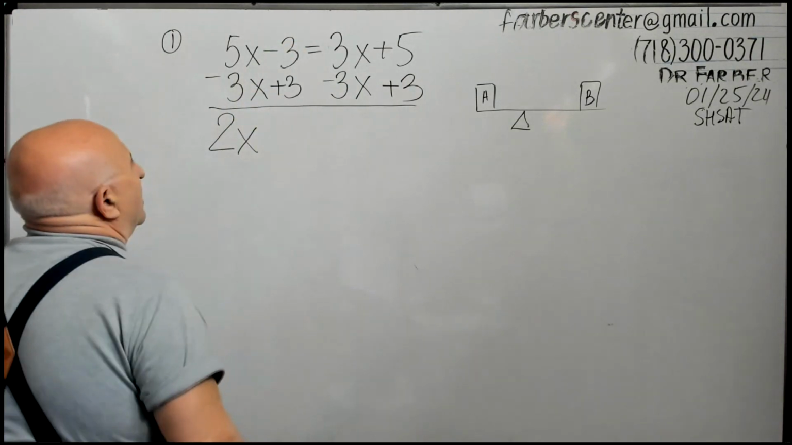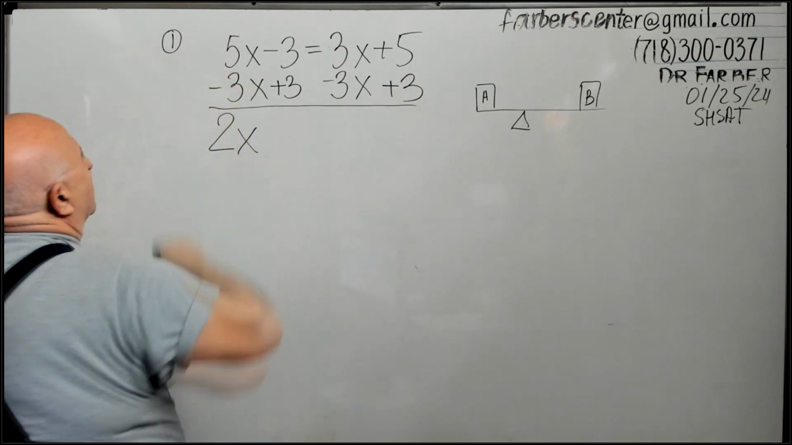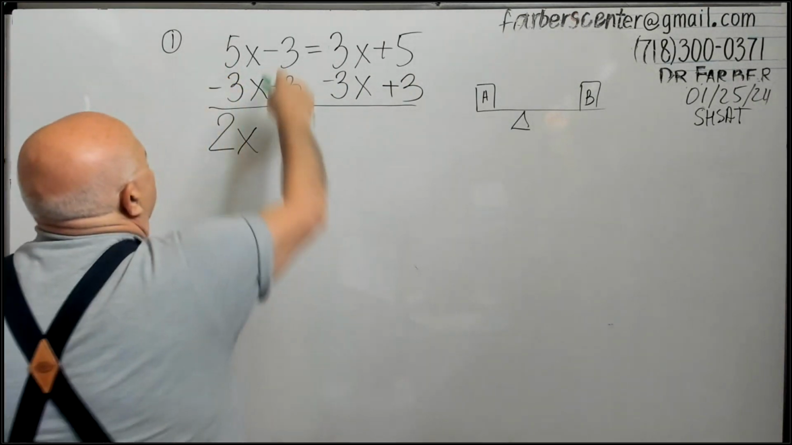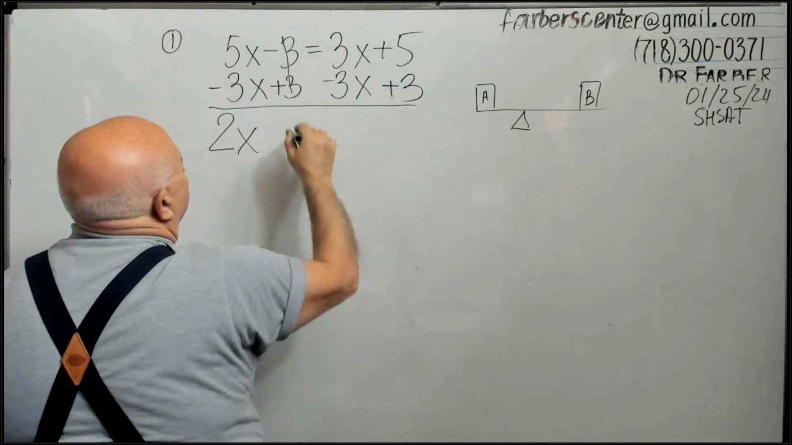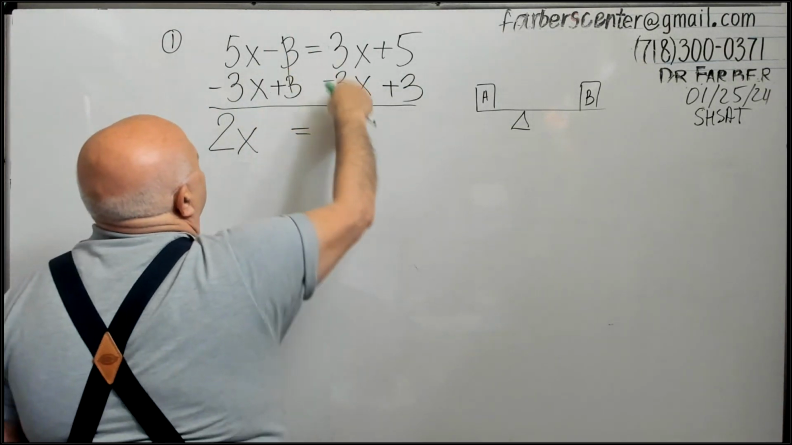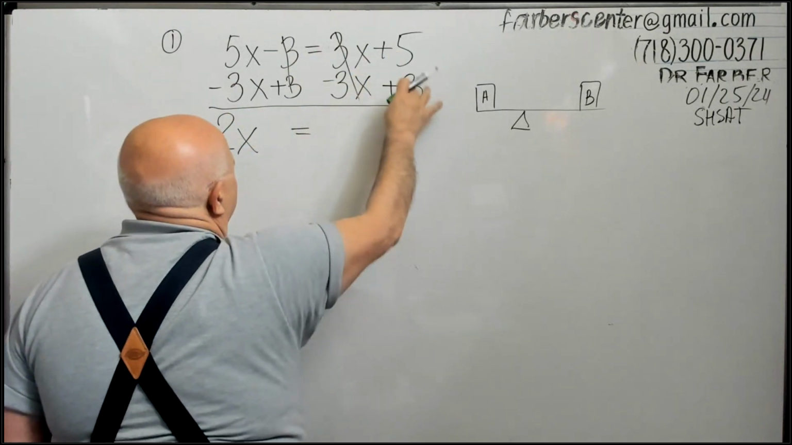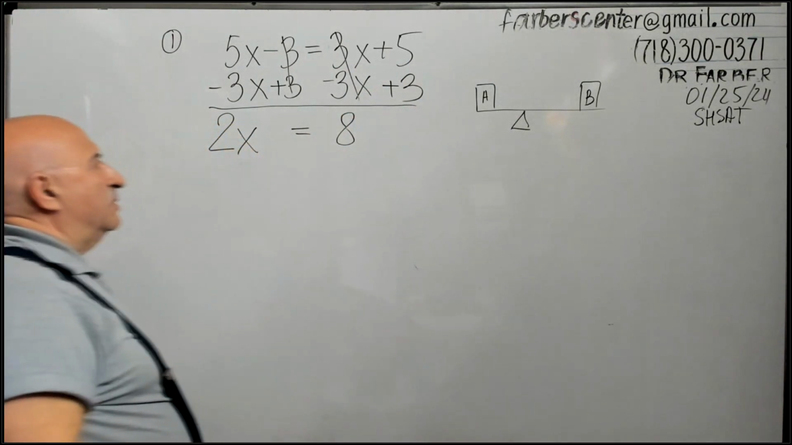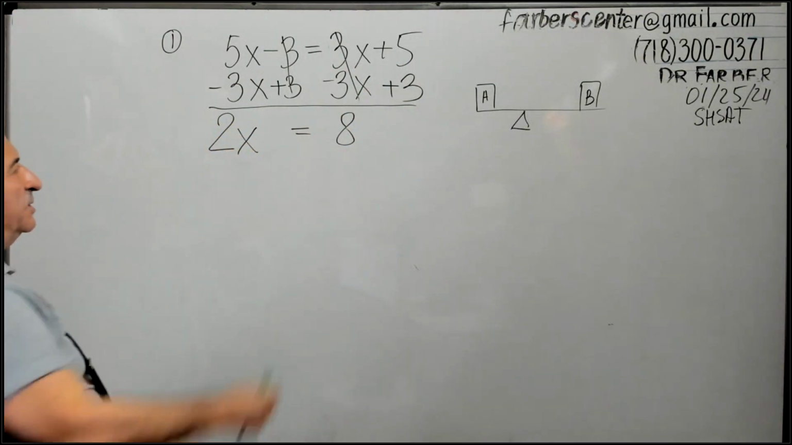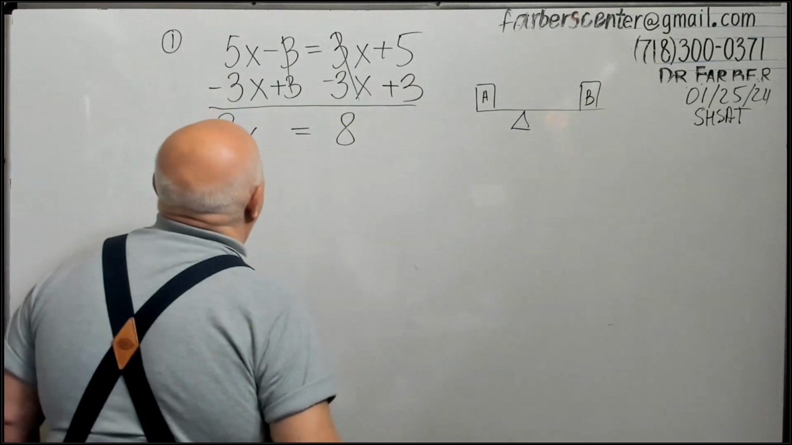Okay. Better to write it like minus 3x. Negative 3 plus 3 cancel out. Nobody writes 0. 3x minus 3x cancel out. And 5 plus 3 is 8. So far so good. What did I accomplish? In the left part I have variables, in the right part numbers.